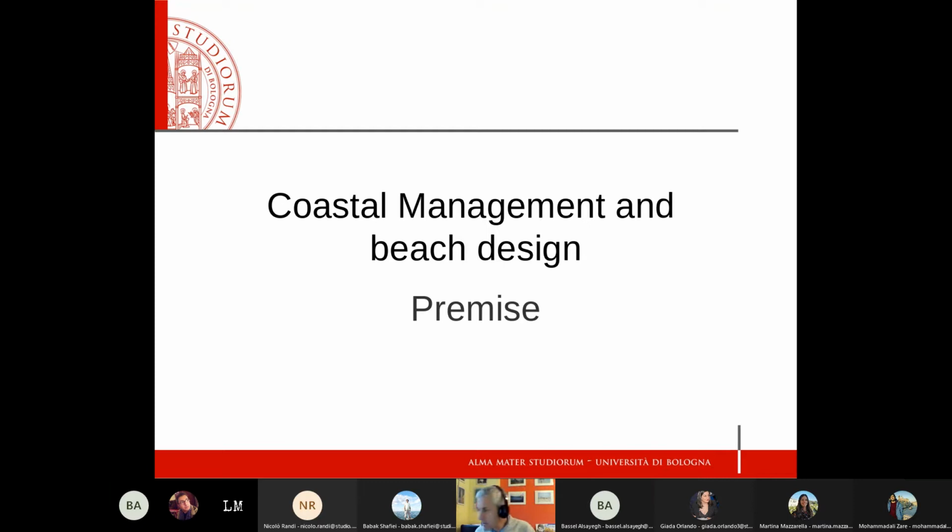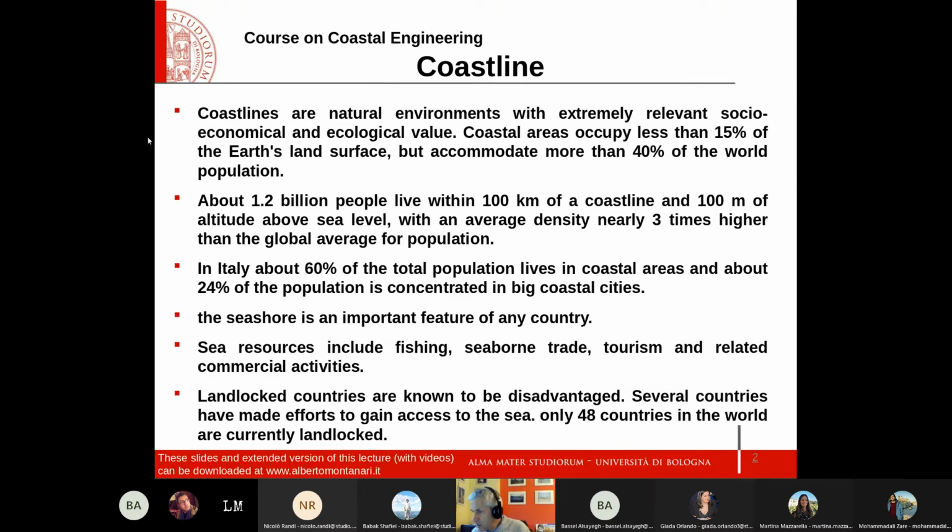Okay, so this premise is descriptive. Coastal engineering focuses on the coastlines, which are, we know, relevant environments with extremely relevant socio-economical and ecological value. Coastal areas, keep in mind, occupy less than 15% of the Earth's land surface, but accommodate more than 40% of the world population. This is one reason why I'm fascinated by the coastlines, why I think they are really important.